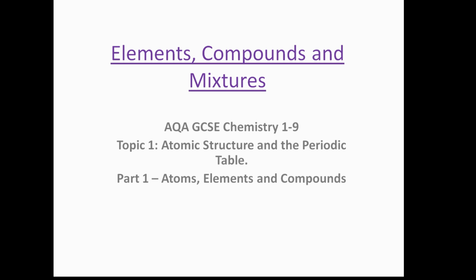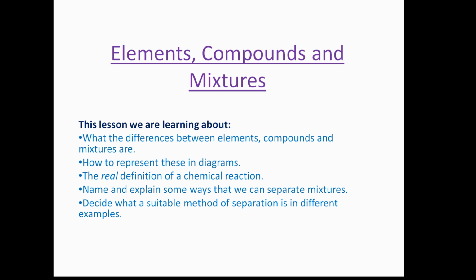Okay, so what we're going to look at today is we're going to start off with elements, compounds and mixtures. So we're looking at topic 1 for all of the sciences. It's atomic structure in the periodic table, and we're looking at part 1 of that because there's 2 parts of this, and we're looking at atoms, elements and compounds. And today what we're going to do is have a very quick discussion on what the differences between elements, compounds and mixtures are, and how we can do those in diagrams.